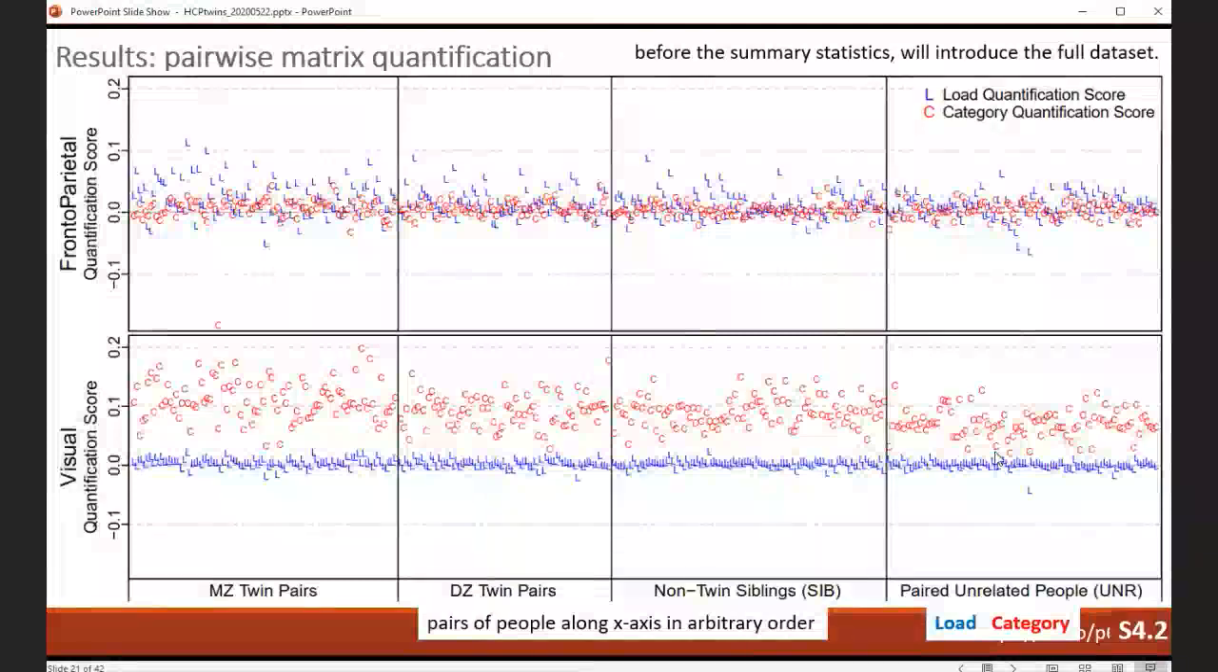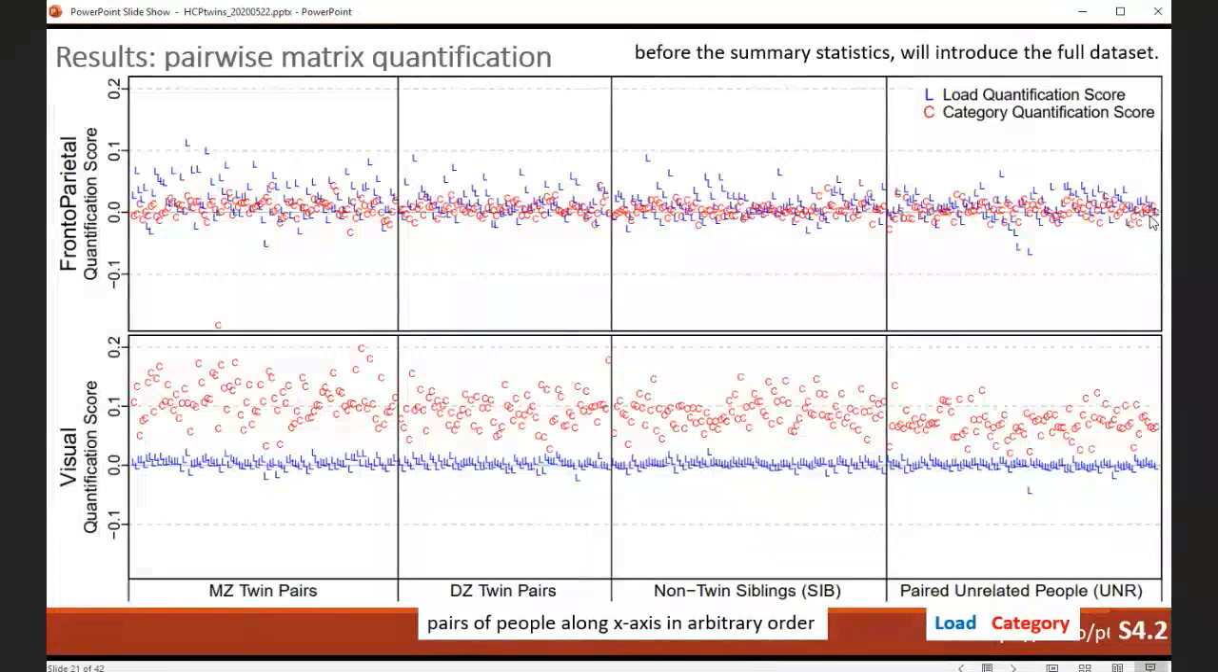But the red ones for category, they start up high, and if you squint, you can see that they go downhill a bit as it goes from the MZ, DZ to the unrelated. And with frontoparietal, it's noisier, but you can see that the C's for the category quantification scores are kind of flattish, whereas the L's have a bit of a downhill pattern, though it's not as clear.